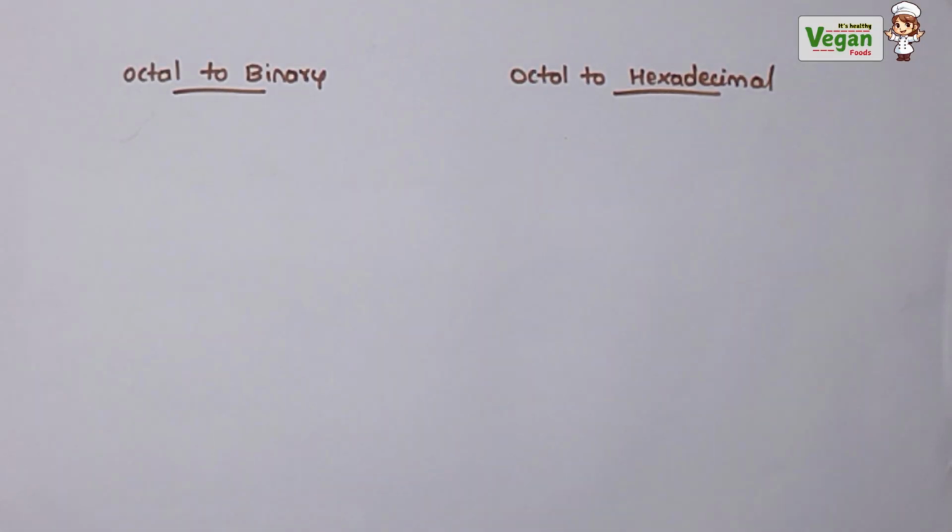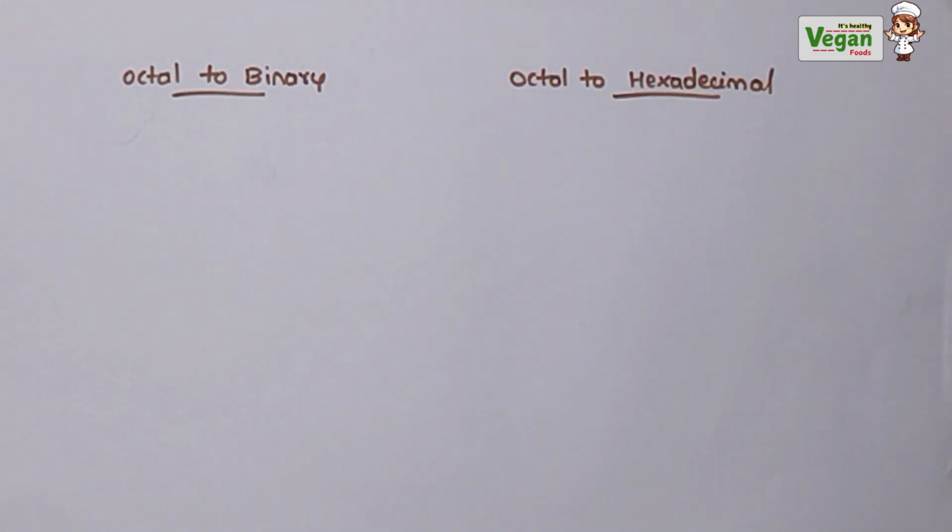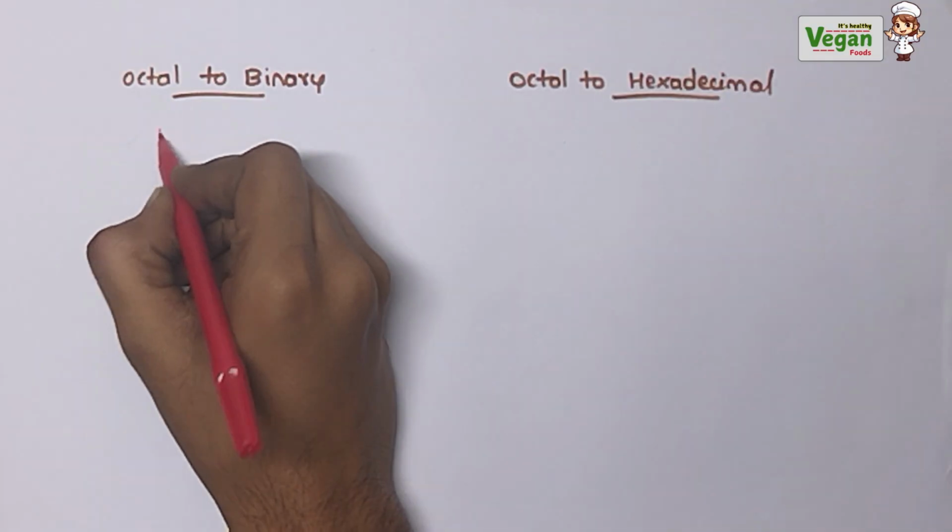Now let's discuss the short trick to convert octal to binary and octal to hexadecimal. There is no short trick for octal to decimal. It is there, but it is very lengthy and complicated too. So let's discuss octal to binary and octal to hexadecimal only. So how to convert octal to binary?